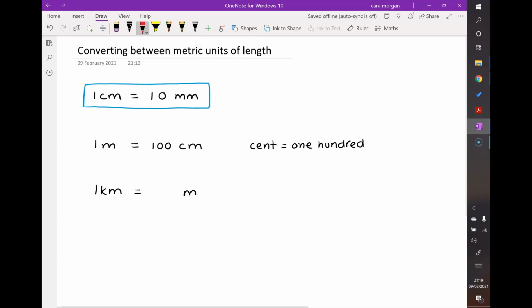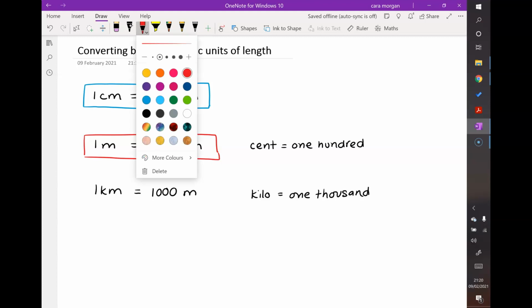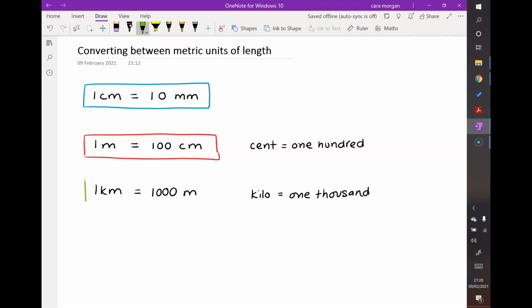I've got to learn that fact. It's going to be really important in the lesson today. And remembering for kilometres, well, remember I said that the word kilo in Greek stands for 1,000. So 1 kilometre is 1,000 metres, and I find that a really good way of remembering that.